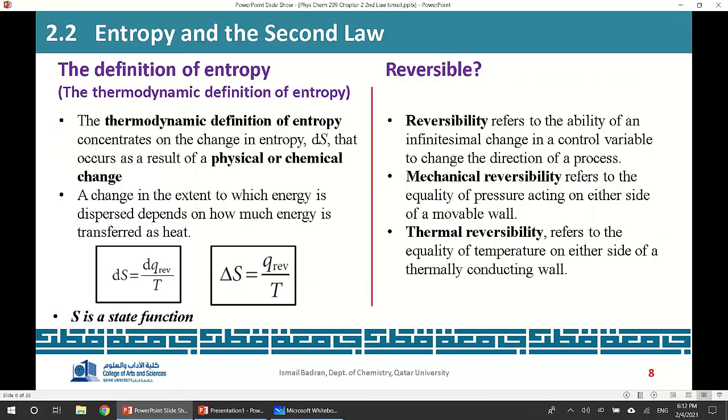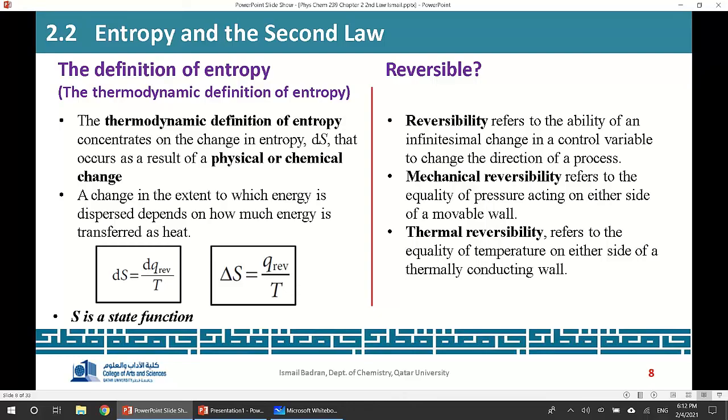Now we move on to the definition of entropy. The thermodynamic definition of entropy actually concentrates on the change of entropy, dS, that occurs as a result of a physical or chemical change. The small letter d here represents a small change. So when you say dS or dH or dU, that means a small change, and we use the word infinitesimal here. Infinitesimal means small change. You can convert the d into delta, of course, as you learned in the previous chapter, if that function is a state function.